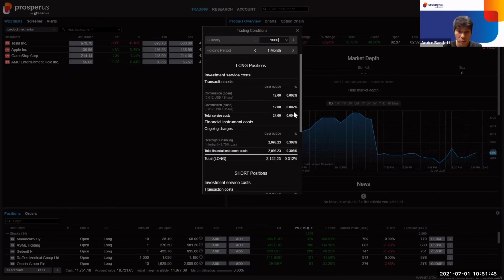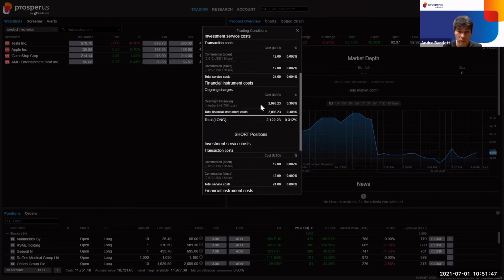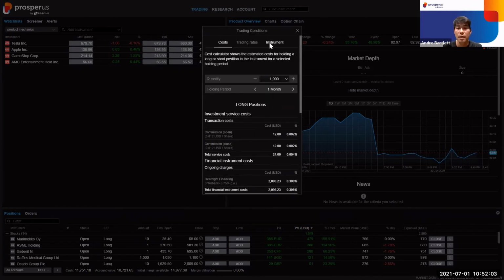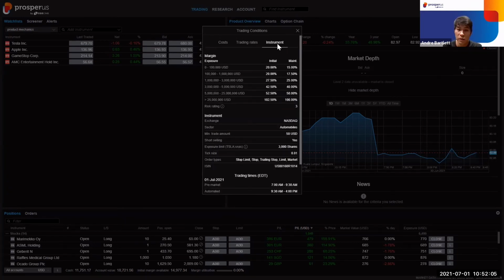And as you scroll further down, you can see the financing charge here as well. All right. So do take note there are certain assumptions taken on this based on the last close price. So this is of course just an indicative rate. Next, we can go over to the instrument tab here, and it basically shows you the margin requirements of the instrument. So for an exposure 0 to 100,000, you can see initial margin 20%, maintenance margin 15%, and that increases as your exposure of the specific product increases.